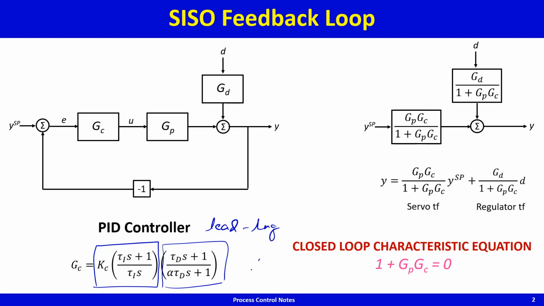Heavily lead dominant means alpha is much less than 1. A typical value of alpha would be in the range 0.05 to 0.1. I typically use a value of 0.1. So alpha is 1 by 10 or 1 by 20. So that's a lead-dominant transfer function, a lead-lag that is applied to the PI transfer function, and this is an approximate PID controller transfer function that we shall be using, that is very commonly used. Okay.